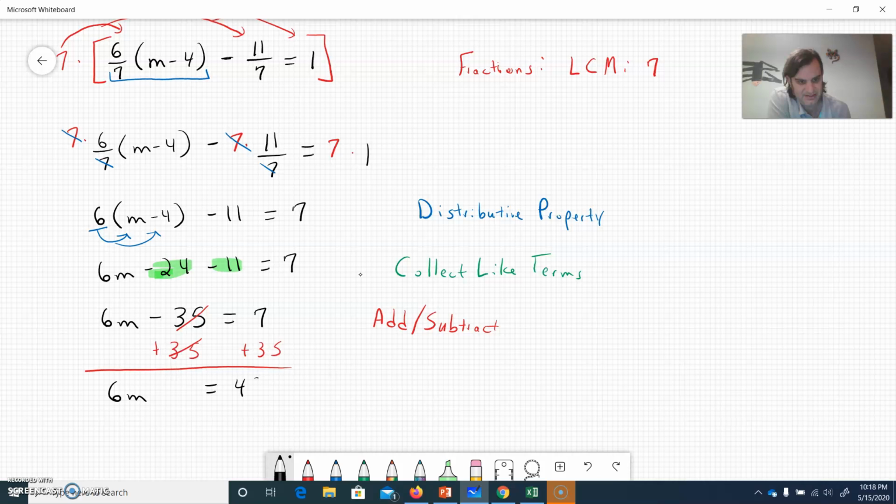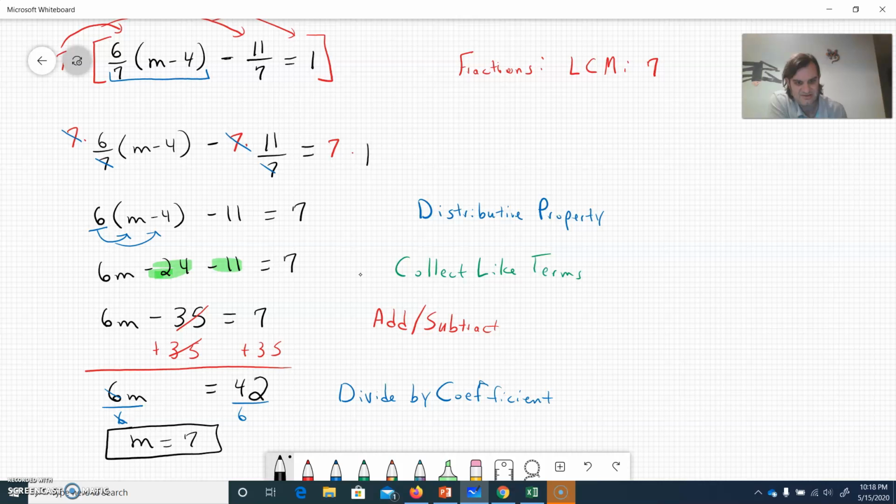6m equals 42. Then I need to go ahead and divide by the coefficient because there's something in front of the m. Divide by the coefficient. So I don't care what 6m is, I care what m is. So I'll divide by 6 to get m by itself. So in the end, I got m equals 7 because 42 divided by 6 is 7.